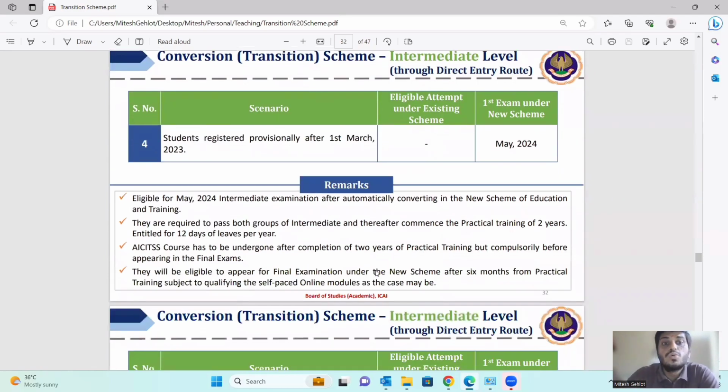Now, students who have registered provisionally after 1st March, anyone who has registered provisionally, so what will happen? They will be automatically converted into the new scheme. You will be eligible to write from May 2024. The same thing as I was discussing. You have to clear both of your groups. Then only you can commence your practical training of 2 years. Then you have to undergo all the mandatory trainings, and you will be eligible to appear in the final examination only after 6 months from the practical training. That too, if you qualify the self-paced online modules.